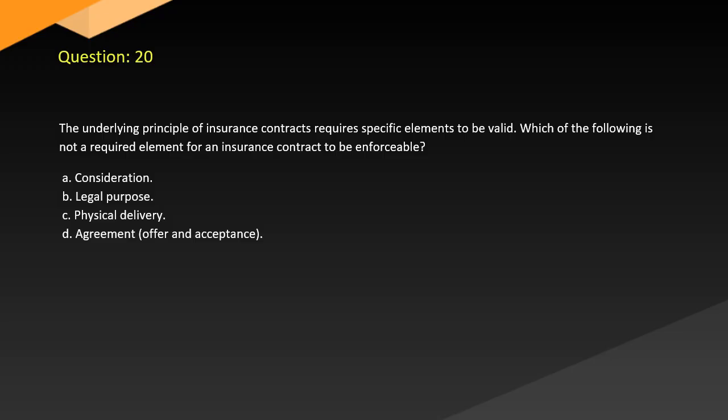Question 20. The underlying principle of insurance contracts requires specific elements to be valid. Which of the following is not a required element for an insurance contract to be enforceable? A. Consideration. B. Legal purpose. C. Physical delivery. D. Agreement, offer, and acceptance.